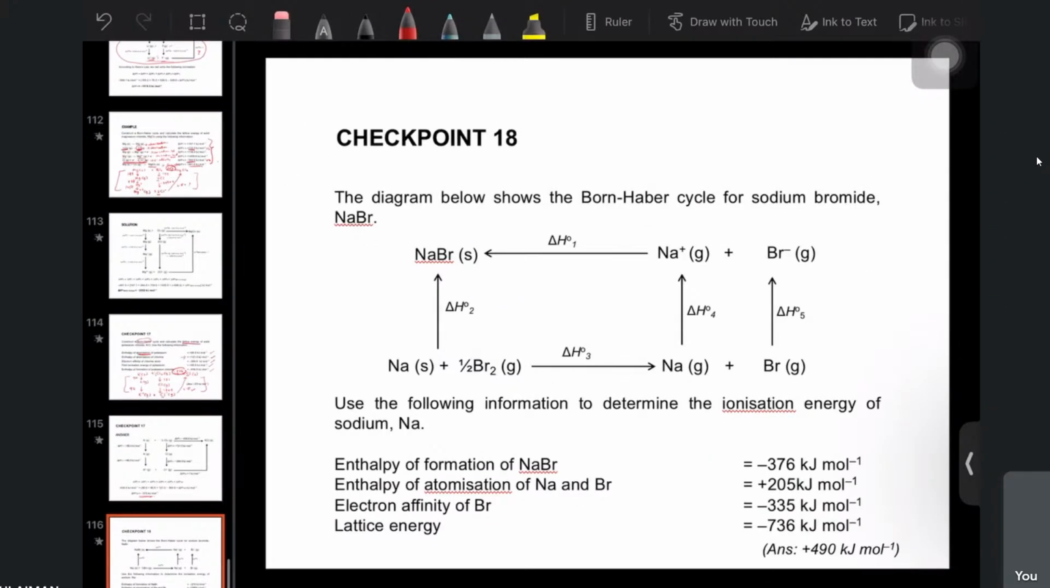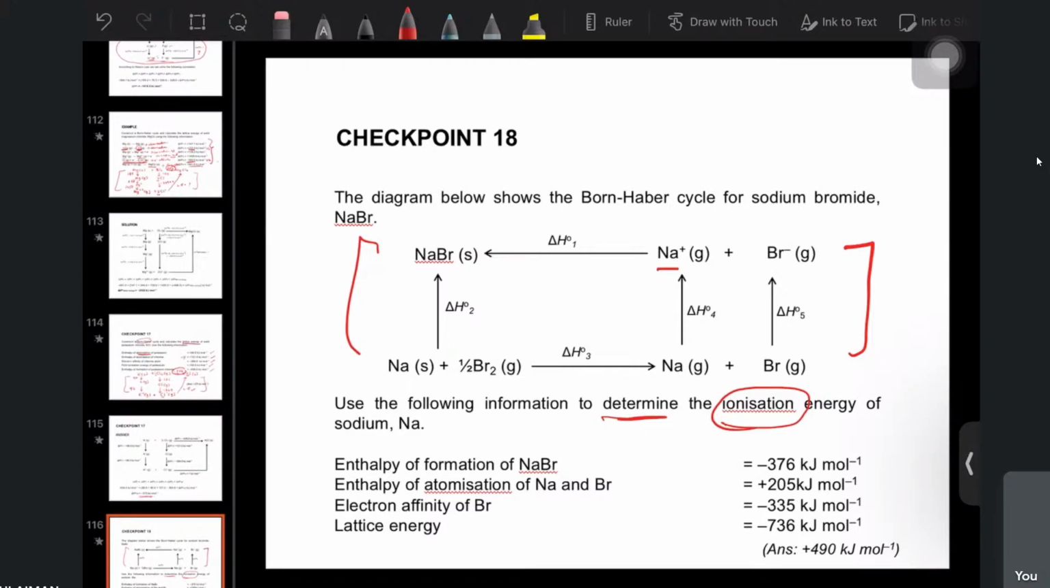Okay, checkpoint 18. The diagram below shows the Born-Haber cycle. Use the following information to determine the ionization energy. This one the question is different. They have given you the Born-Haber cycle, but they ask you to find the ionization energy of sodium. So what do you need to do? You need to figure out what the value is.